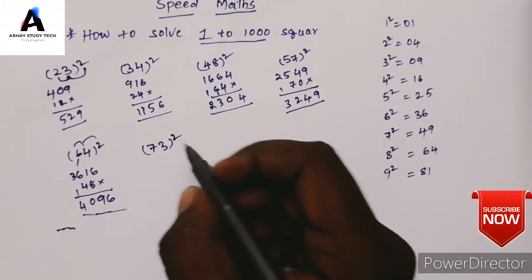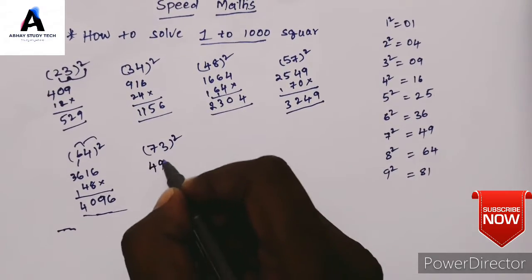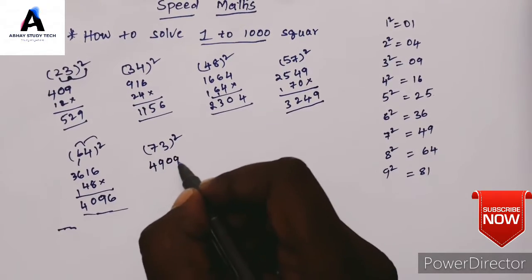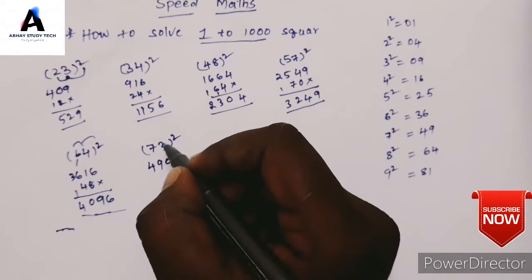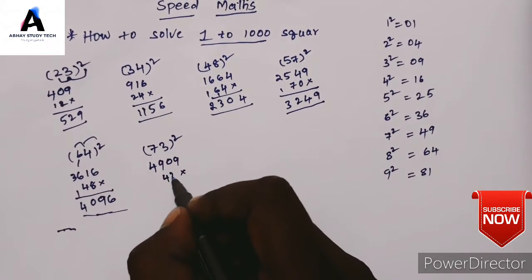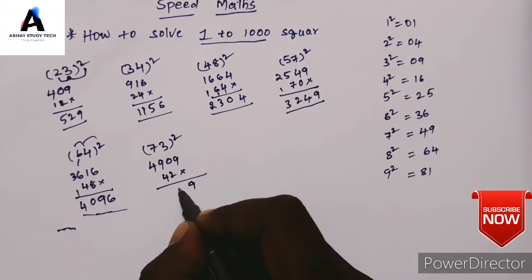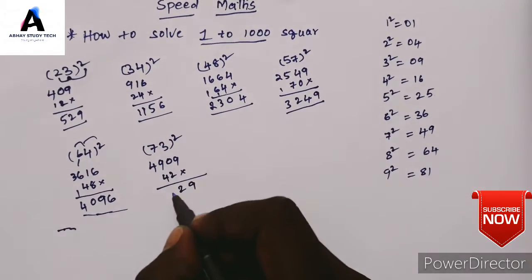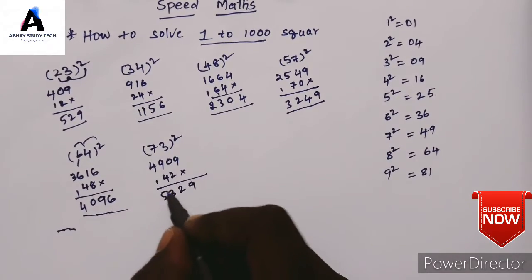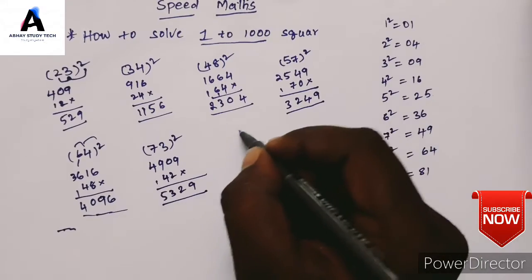73 square. 7 square means 49. 3 square means 09. 7 3s are 21. 21 2s are 42. Write as 9. 2 plus 0, 2. 4 plus 9, 13. 1 is carry. 5329 answer. Next, 86 square.